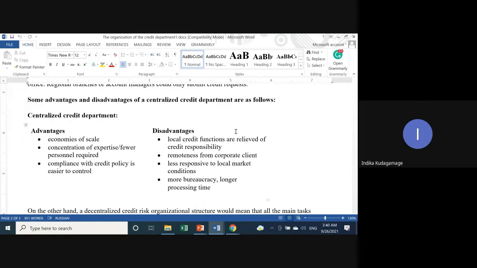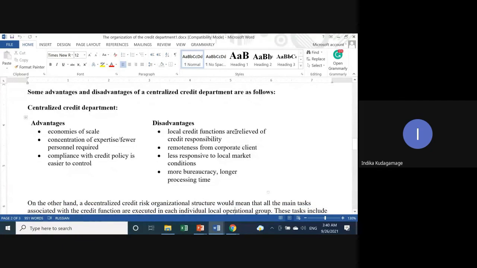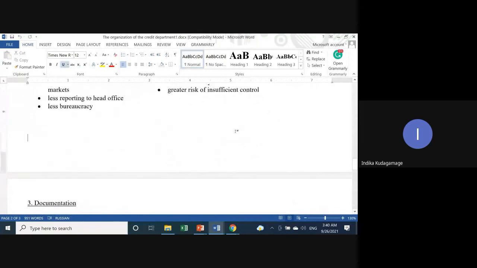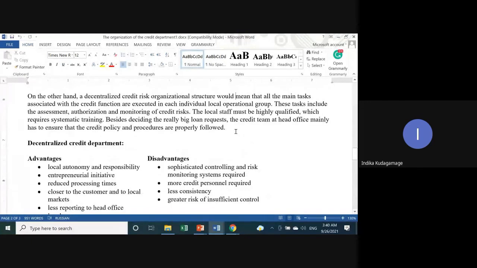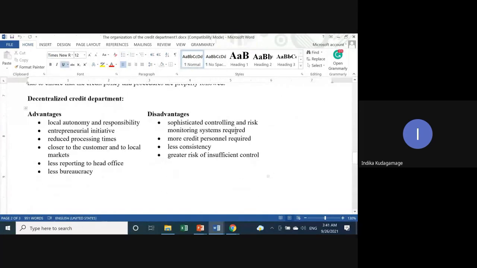Longer processing time. Sometimes when there is a delay, since everyone comes to one place, there can be a bottleneck. On the other hand, decentralized has advantages and disadvantages as well. Advantages are local autonomy and responsibility. It is the branch or the regional office that approved it, so they are fully responsible.